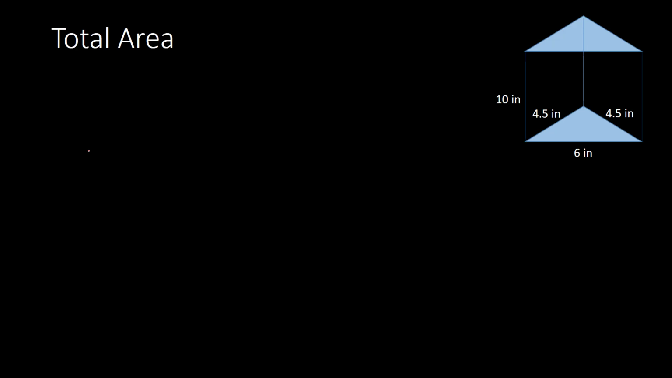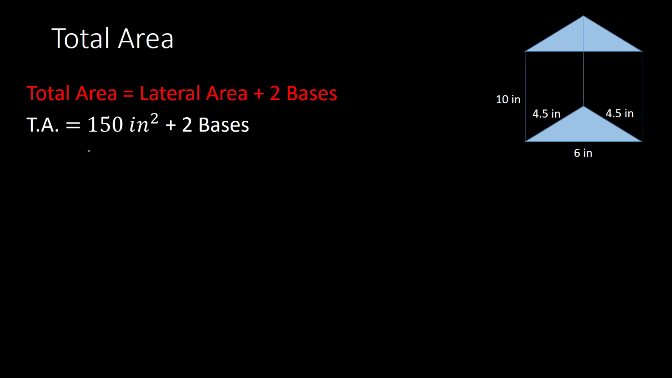And then total area, you take the lateral area, and then you add in the two bases. So the lateral area we already found to be 150 square inches. And then to find the area of the base, we need to find the area of the triangle. So the triangle formula is 1/2 times the base of the triangle times the height. So the base of this triangle is 6, but the height we don't know. So I need to find that height so I can plug it in to find the area of the base, so I can find the area of the entire prism, the total area.